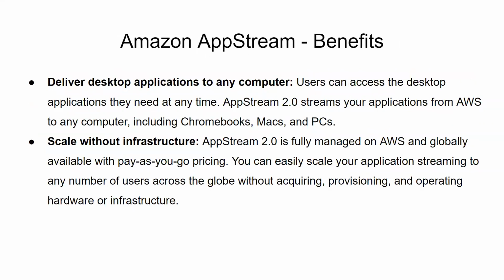So some of the benefits of Amazon AppStream are that you can deliver desktop applications to any computer. So users can access your desktop applications anytime that they need. It streams to any computer, including Chromebook, Macs, and PCs, because ultimately you just need a HTML5 based browser. And you can scale without infrastructure, which means that it's fully managed, and it goes with the pay as you go pricing model of AWS.